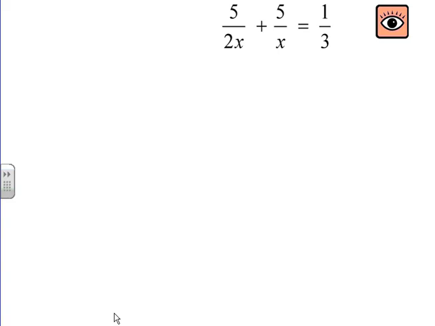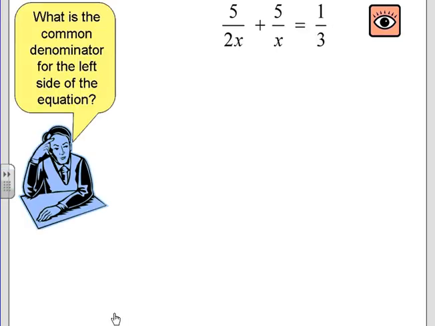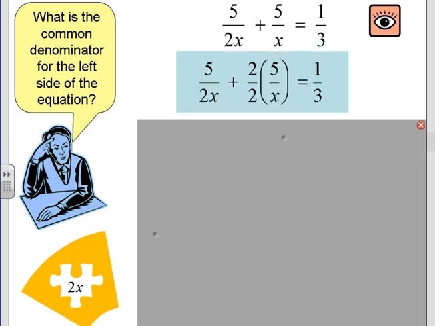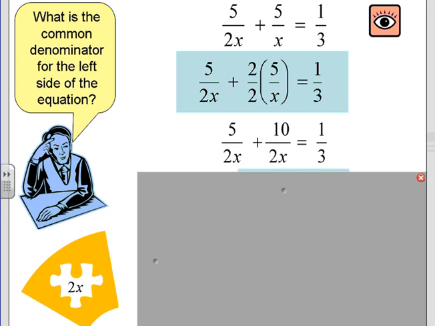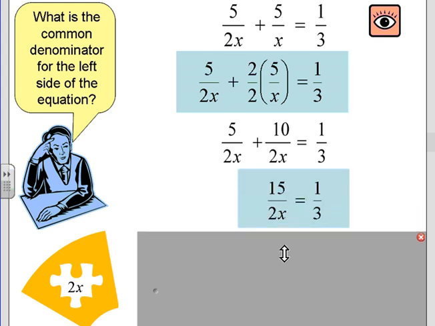So let's take a look at this problem here. What is the common denominator for the left side of the equation? We come to find out that it's 2x. So we need to multiply the second term by 2 over 2 so that we can combine like terms. That will give us 5 divided by 2x plus 10 divided by 2x equals 1/3. Now 5 plus 10 can go together because we have the same denominator of 2x, leaving us 15 divided by 2x equals 1 over 3.